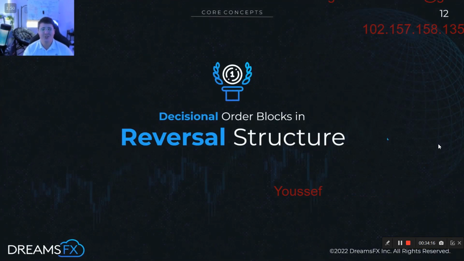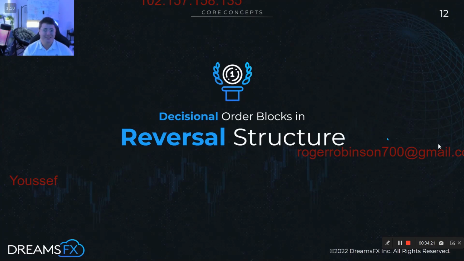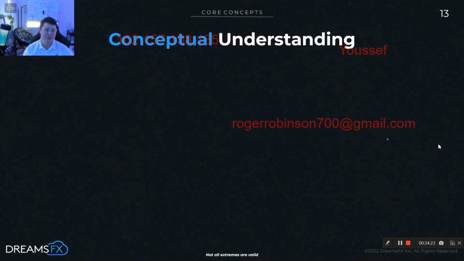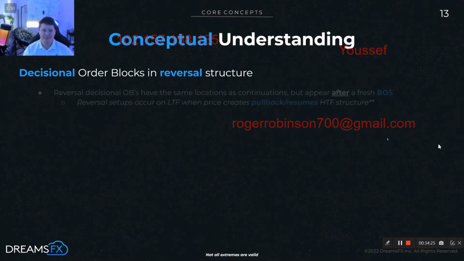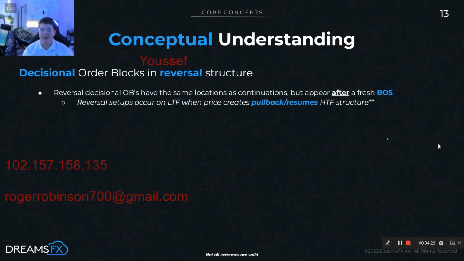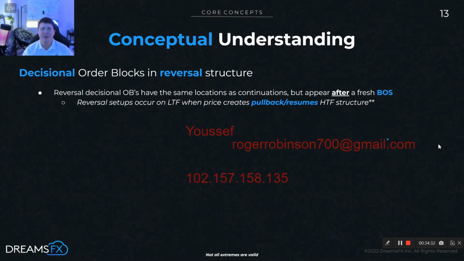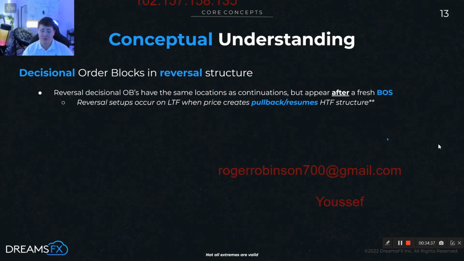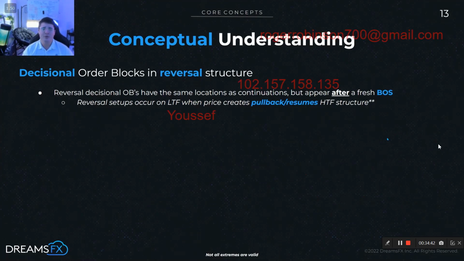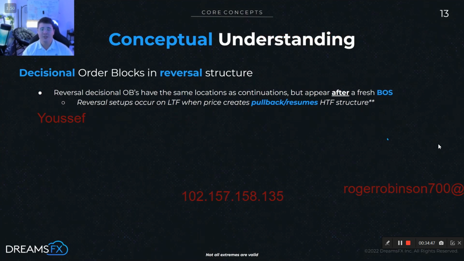Now we've done continuations. Decisionals are much more advanced than extremes because extremes are very straightforward. Keeping it simple, stupid. Now let's talk about reversals. So decisional order blocks and reversal structure always have the same locations as continuations, but they appear after a BOS. So those same types of decisionals that we've been identifying, just know that they apply very similarly to the reversals. Locations are the same, but we always need to keep in mind that reversal setups, whenever you see a BOS, they occur on a lower time frame because it's the result when price is trying to create a pullback or to resume the higher time frame structure.